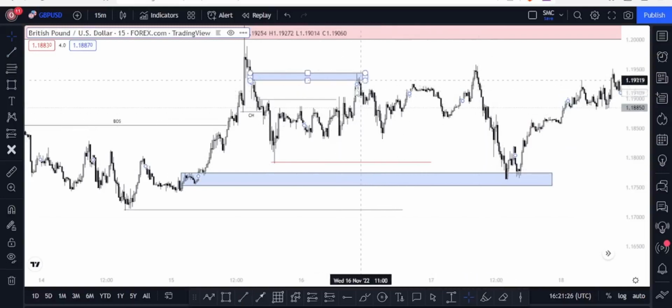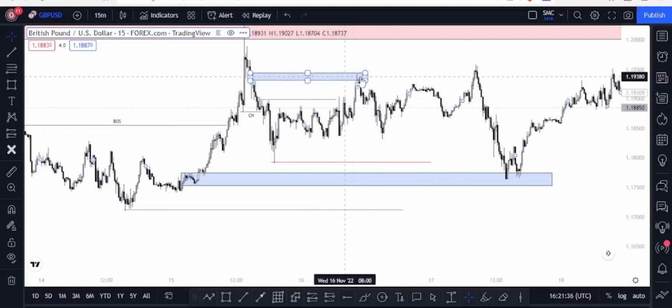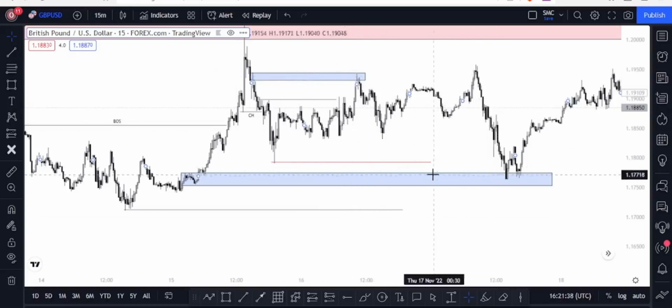Now this point served as what? As liquidity. And therefore, when price went back up, it took out that liquidity before dropping. Can you see that? To take out this minor structure low. So here we are now.